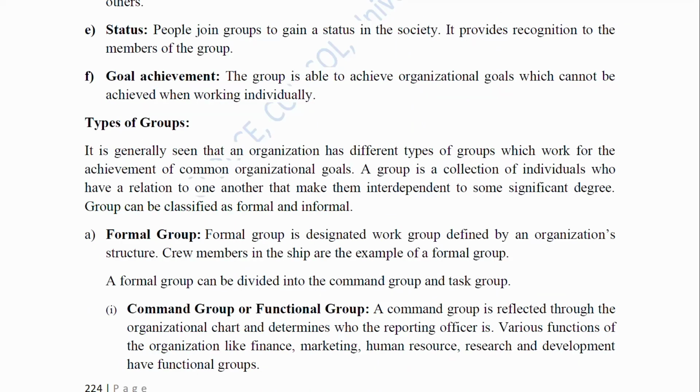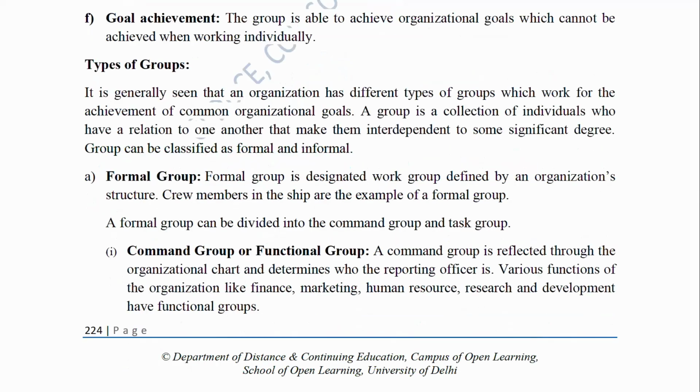Types of groups. It is generally seen that an organization has different types of groups which work for the achievement of common organizational goals. A group is a collection of individuals who have a relation to one another that makes them interdependent to some significant degree. Groups can be classified as formal and informal.